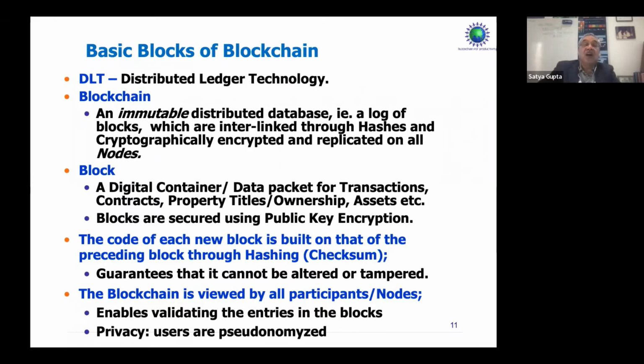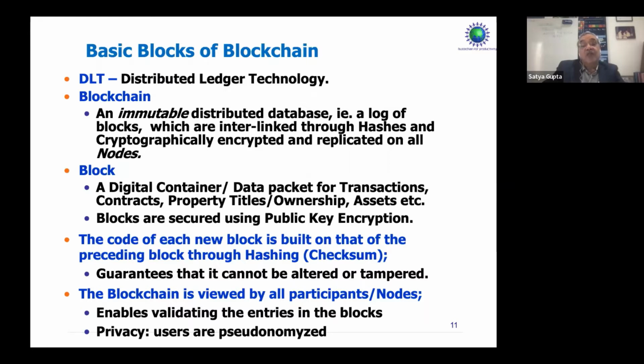connected to the blockchain. And a block, as I mentioned, is a digital container or a data packet for transactions, contracts, property titles, ownership, assets, records. Everything is converted into digital information, and that is what is put in a digital container called a block. And blocks are secured using public key encryption. So encryption is used here for securing those blocks, and that can be done through cryptography also.